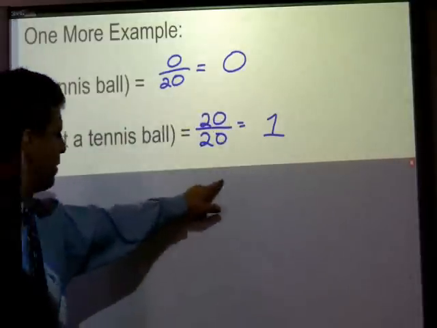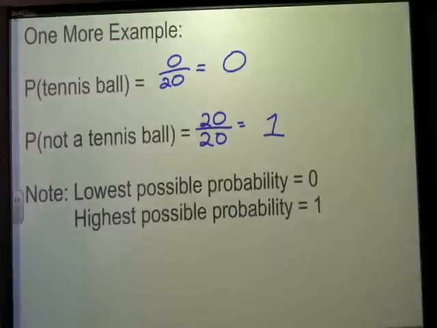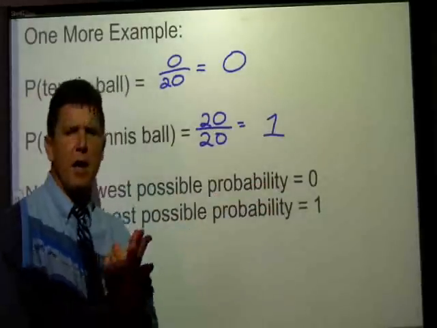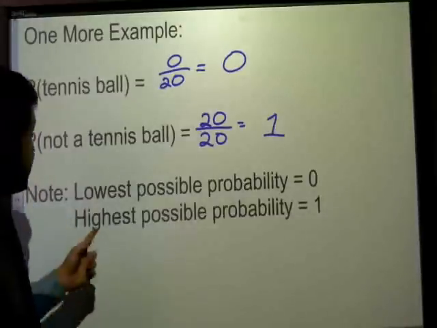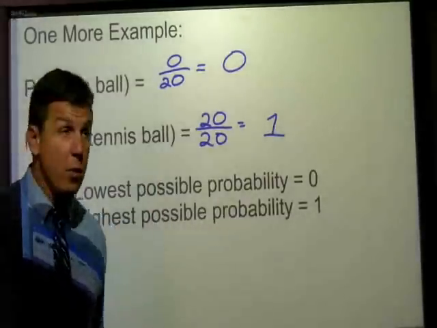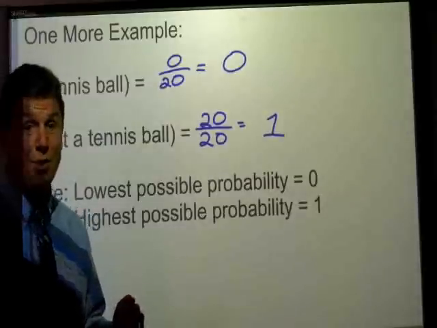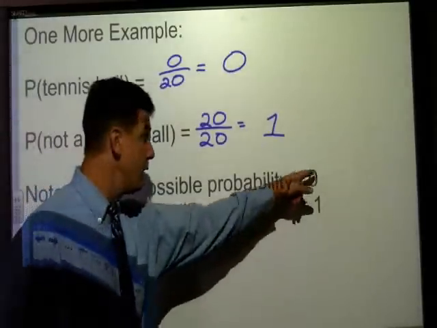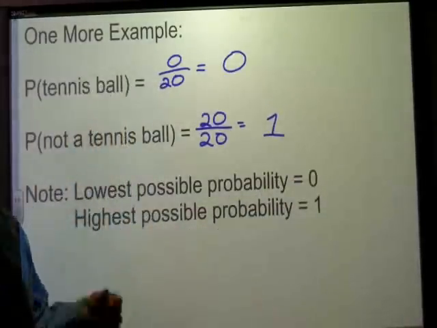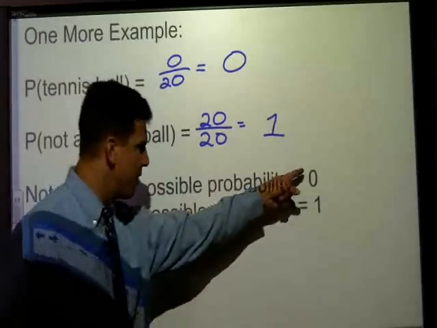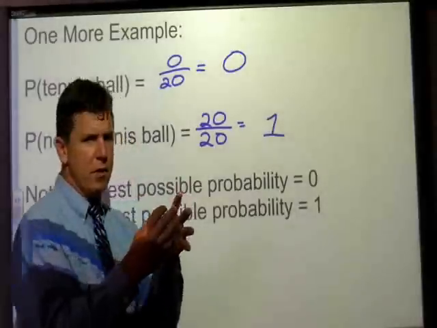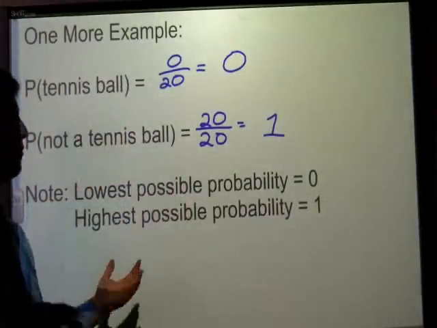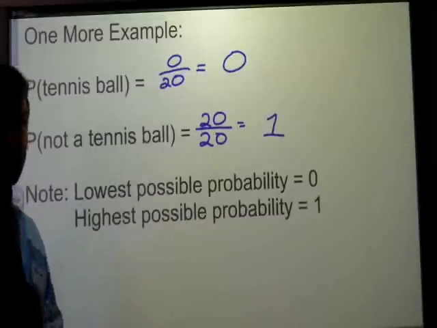Why did I do this? Because I wanted to stress this point: the lowest possible probability is 0. You will never get a negative probability. And the highest possible probability is 1. If you end up with a probability greater than 1, you did something wrong. You will not get a probability higher than 1 or lower than 0, and all possible answers are either those or all things in between. So that's something to understand when you work with probability. If you end up with an answer of 1.5, something went wrong.